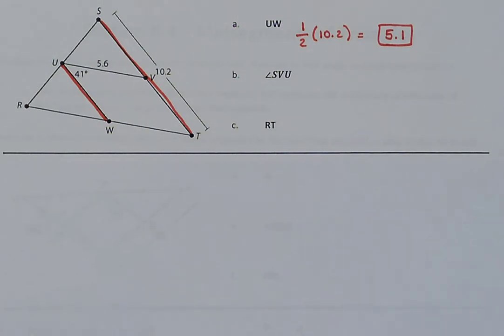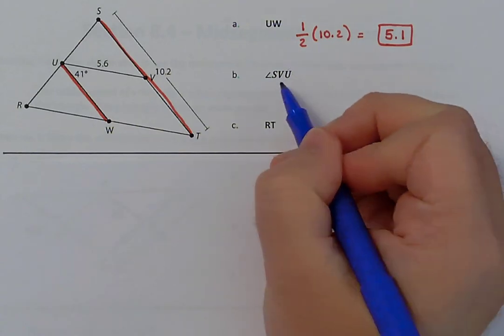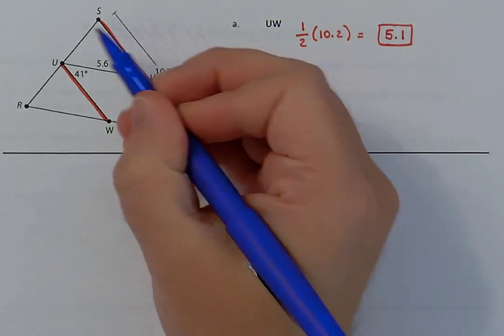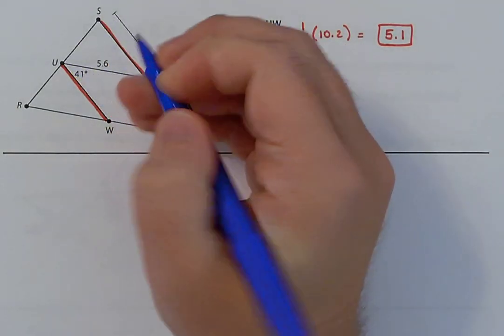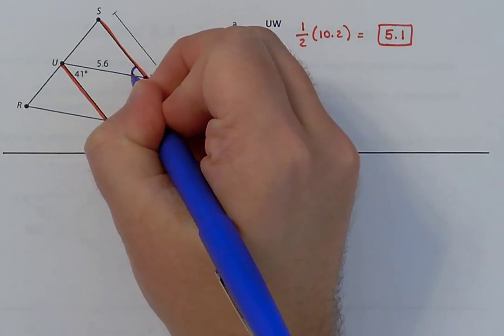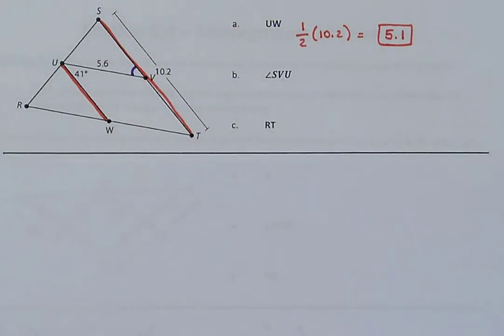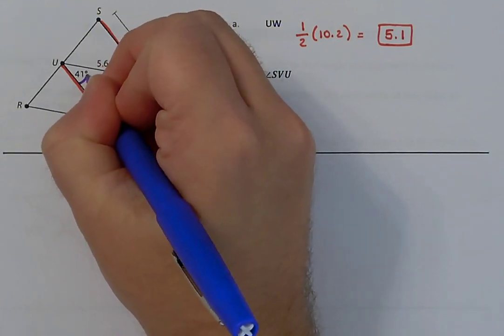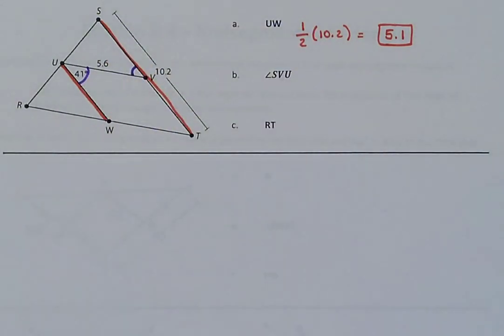Now, for part B, we're going to get into our first angle measure. They want me to find the measure of SVU. So SVU is going to be this angle measure here. Now, using our diagram, what is the only angle measure that they tell me in this drawing? It is the 41 degrees of angle VUW.